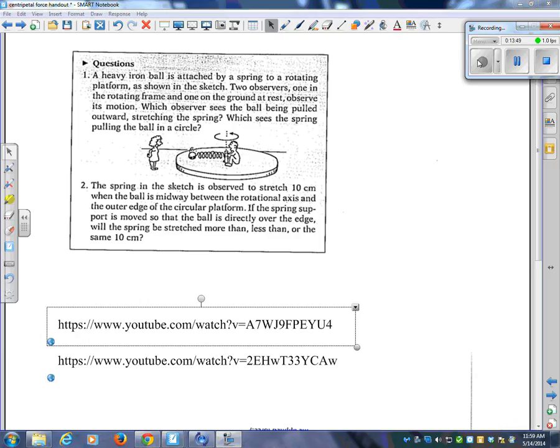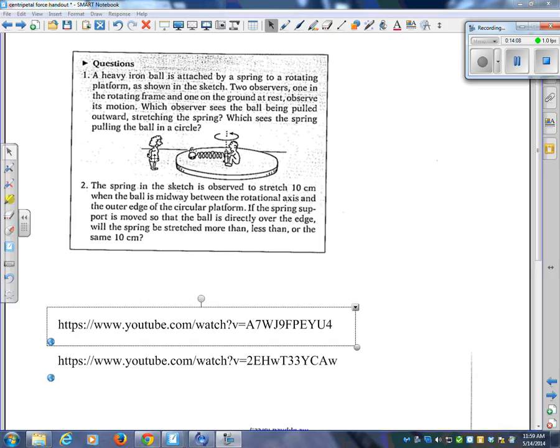A heavy iron ball is attached by a spring to a rotating platform known as a merry-go-round, as shown in the sketch. Two observers, one in the rotating frame, that's the man, and one on the ground at rest, that's the woman, observe its motion. Which observer sees the ball being pulled outward, stretching the spring?